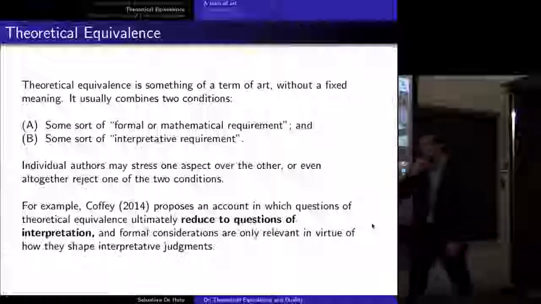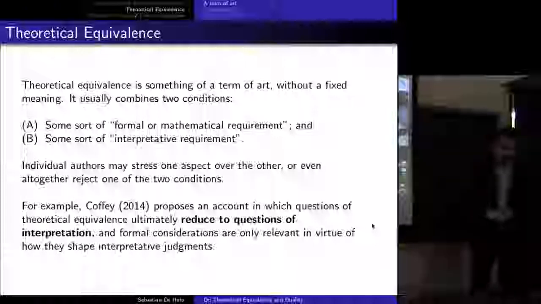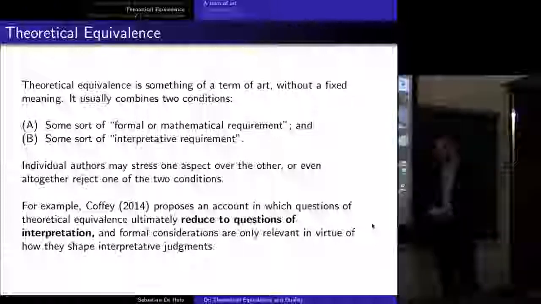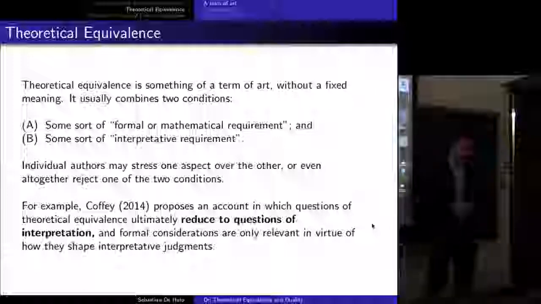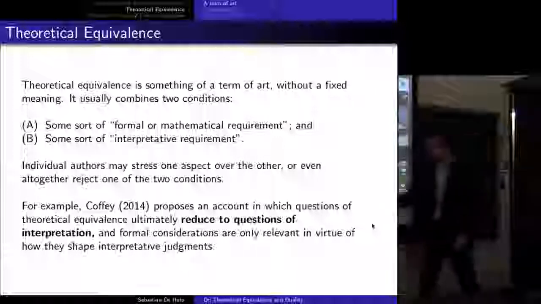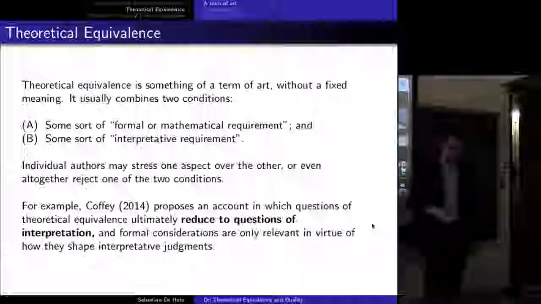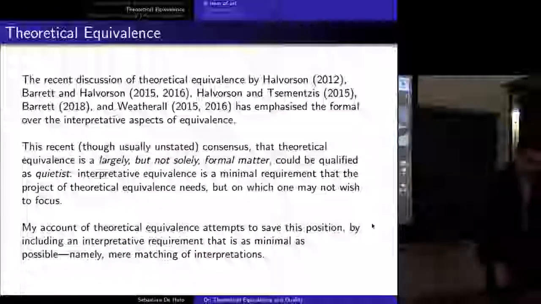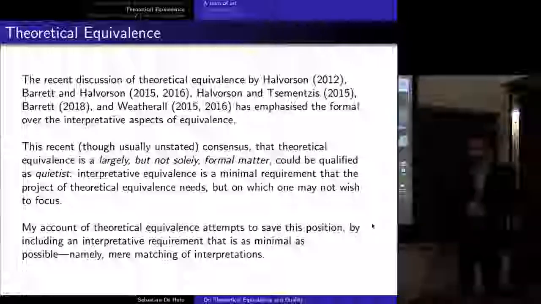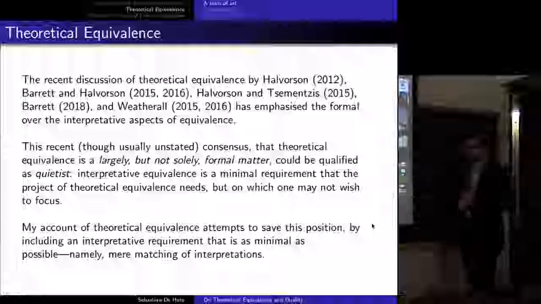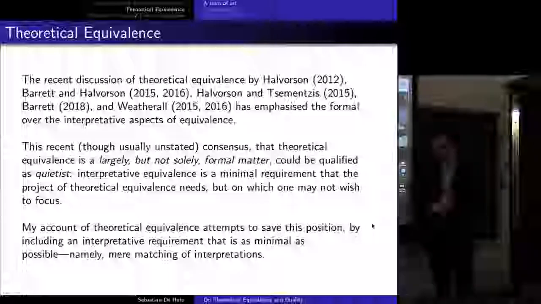Now again, individual authors may stress one aspect over the other, or even altogether reject one of the two notions as less relevant. For example, Coffey proposed an account in which questions of theoretical equivalence reduce to questions of interpretation. And so formal considerations are important only insofar as they shape interpretative judgment. So for Coffey, the second aspect is much more important than the first. The first is only a boundary condition for the second. On the other hand, the recent discussion of theoretical equivalence that I'm interested in, by Halvorson, Barrett, Barrett and Halvorson, Halvorson and Weatherall, has emphasized the formal aspects of equivalence, not so much the interpretative aspects.